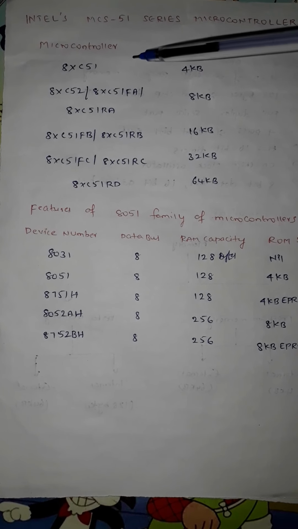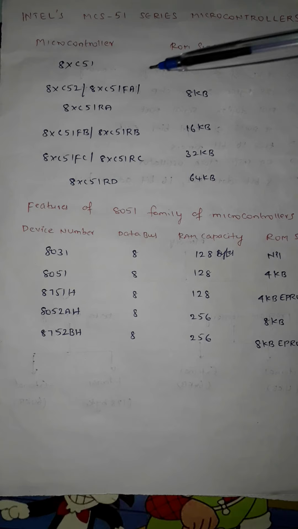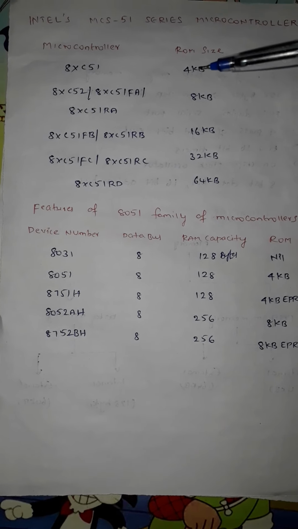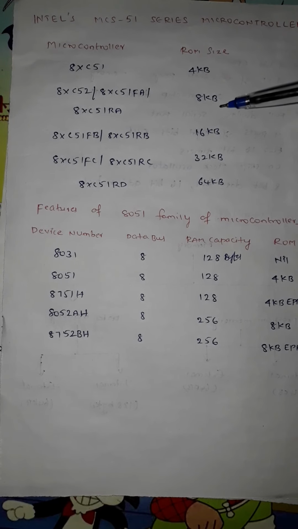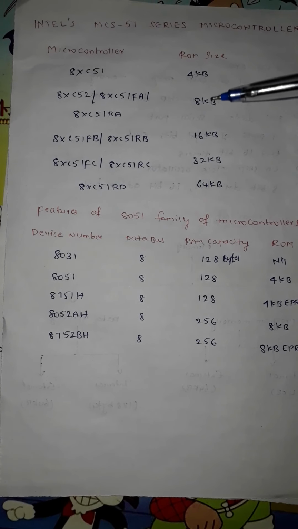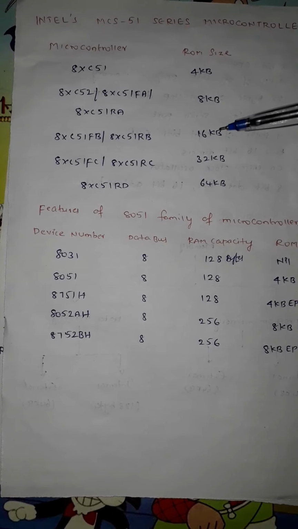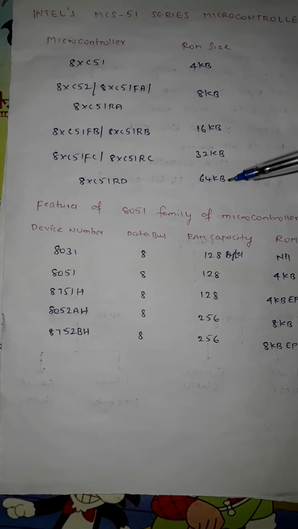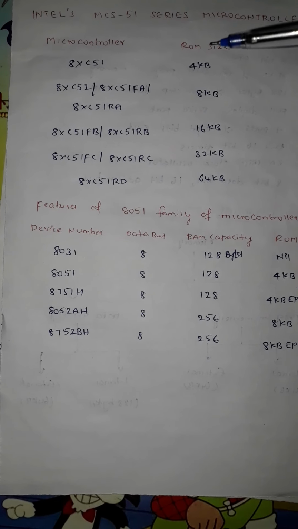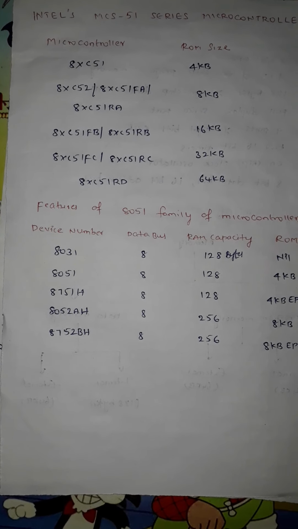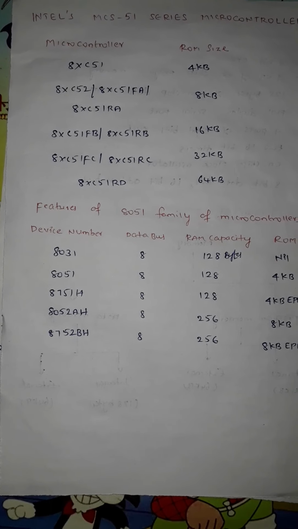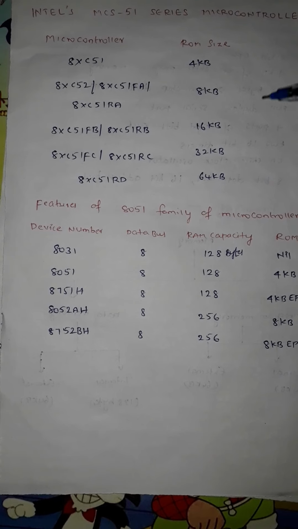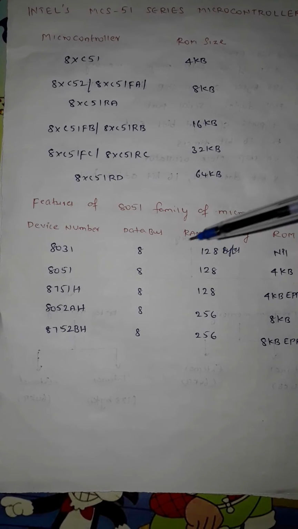That is, for 8XC51 the ROM size is 4 KB, and for the next version C52 or 51FA the ROM size is 8 KB. Likewise we have different memory sizes: 16 KB for FBRB, 32 KB for FCRC, 64 KB for RD. The ROM memory is used to store the programs for the microcontroller. And some other features of the 8051 family are also shown here.